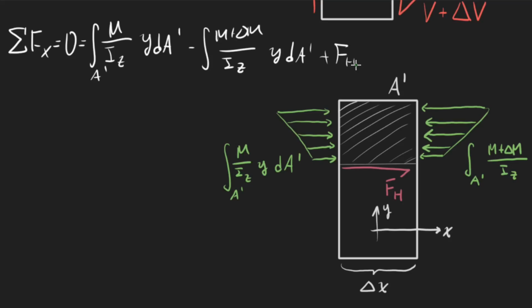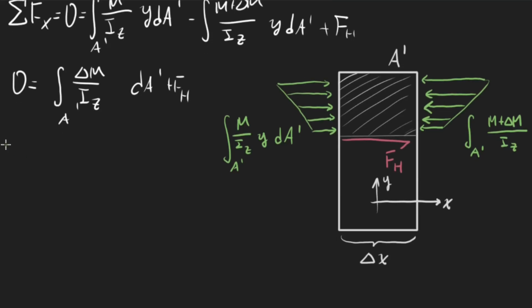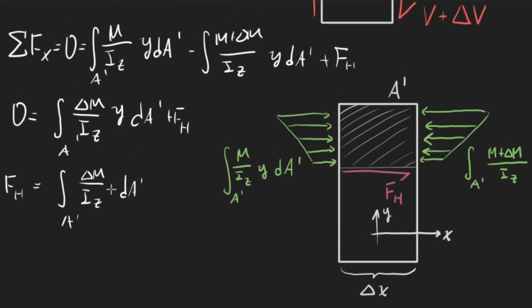So if I cancel out this M over Iz y dA, because I also have a negative M over Iz y dA, this is going to give me 0 is equal to the integral of delta M over Iz across the A prime, dA prime, plus FH. Or I can add over this FH. So FH equals the integral of delta M over Iz dA prime, all across the A prime. And now, oh, I think I dropped a y somewhere, right? Because there should still be a y getting multiplied by this delta M up here.